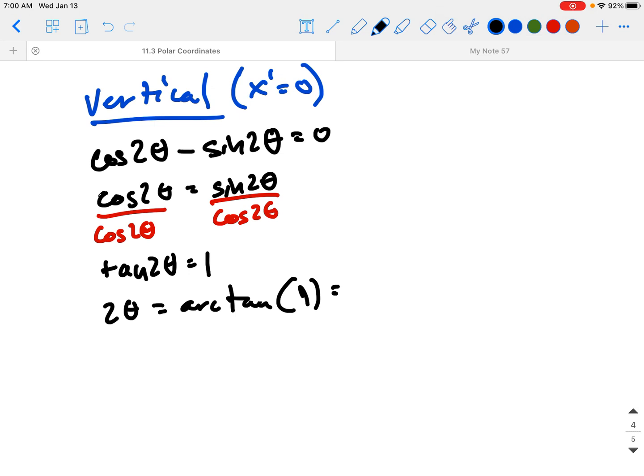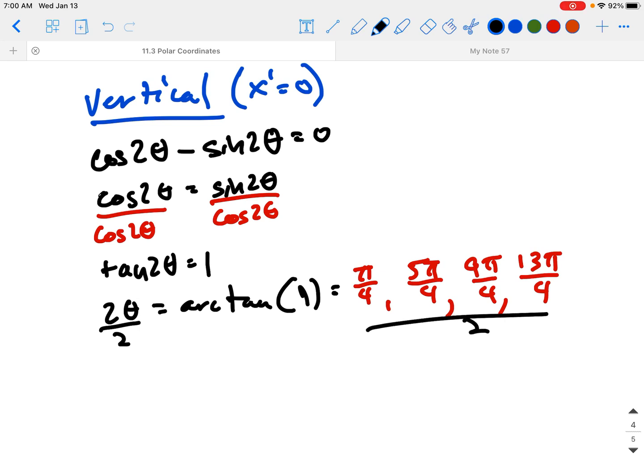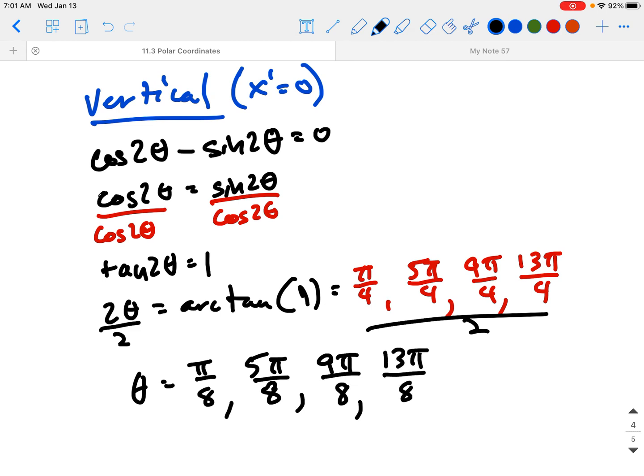So what we'll get is now all of those first and third quadrant angles. So we'll get pi over 4, 5 pi over 4, and then we'll add 2 pi, so we'll get 9 pi over 4 and 13 pi over 4. And then we'll divide by 2. So theta is going to equal pi over 8, 5 pi over 8, 9 pi over 8, and 13 pi over 8.